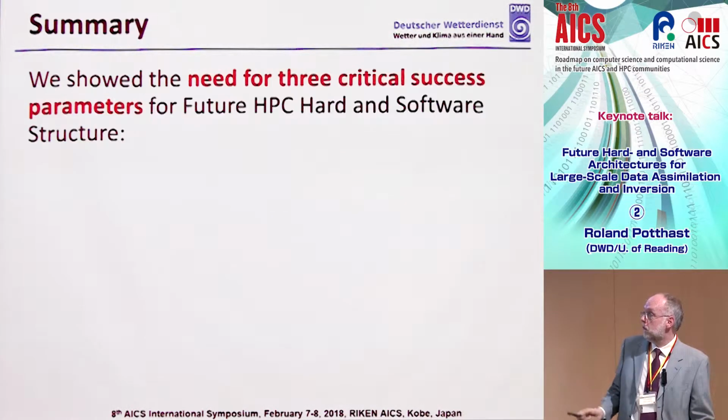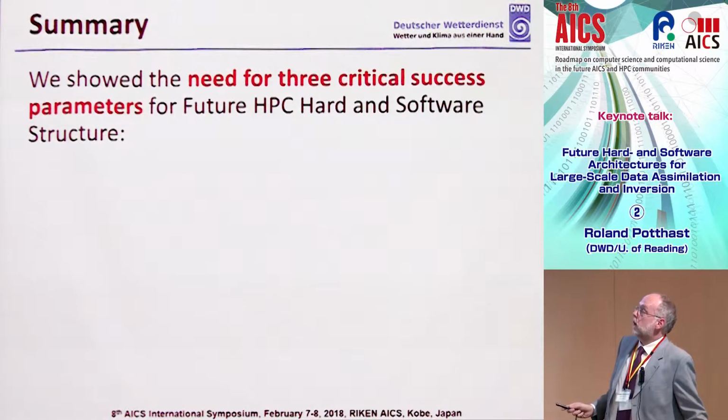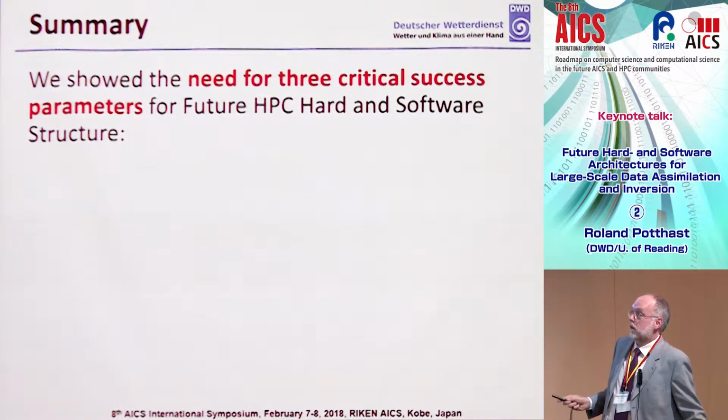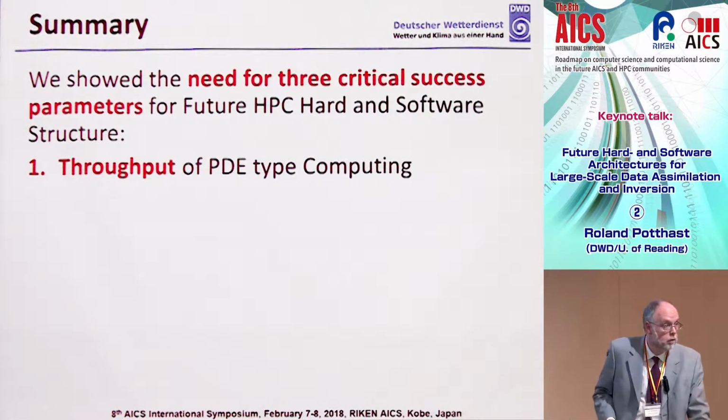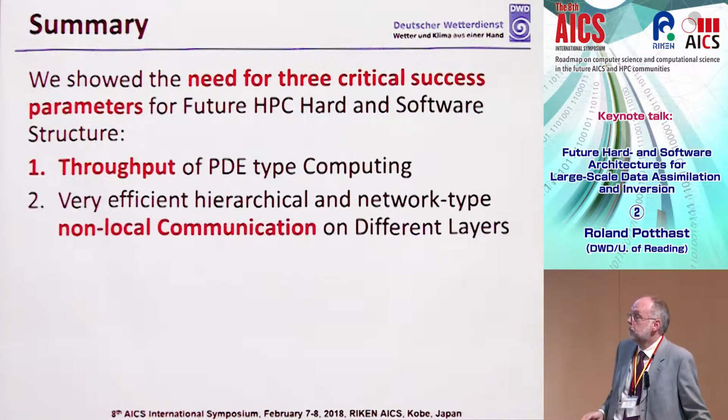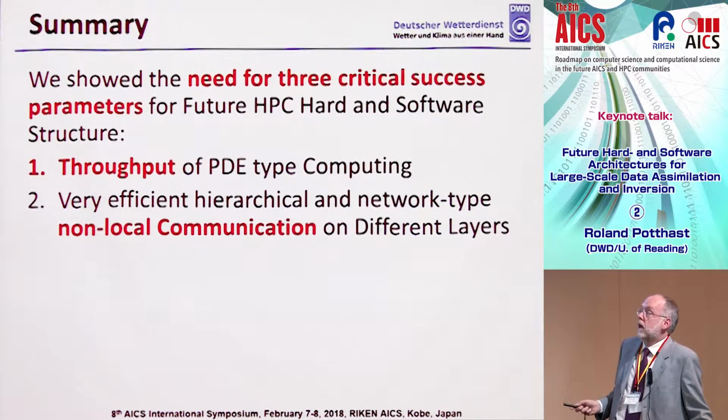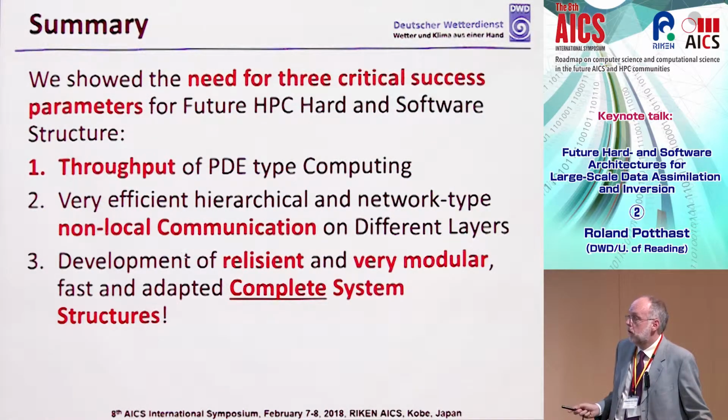So this was my talk. Summary. 3 critical success parameters for the future systems. Throughput remains number one. Non-local communication on different layers is number 2. Very important, underestimated.